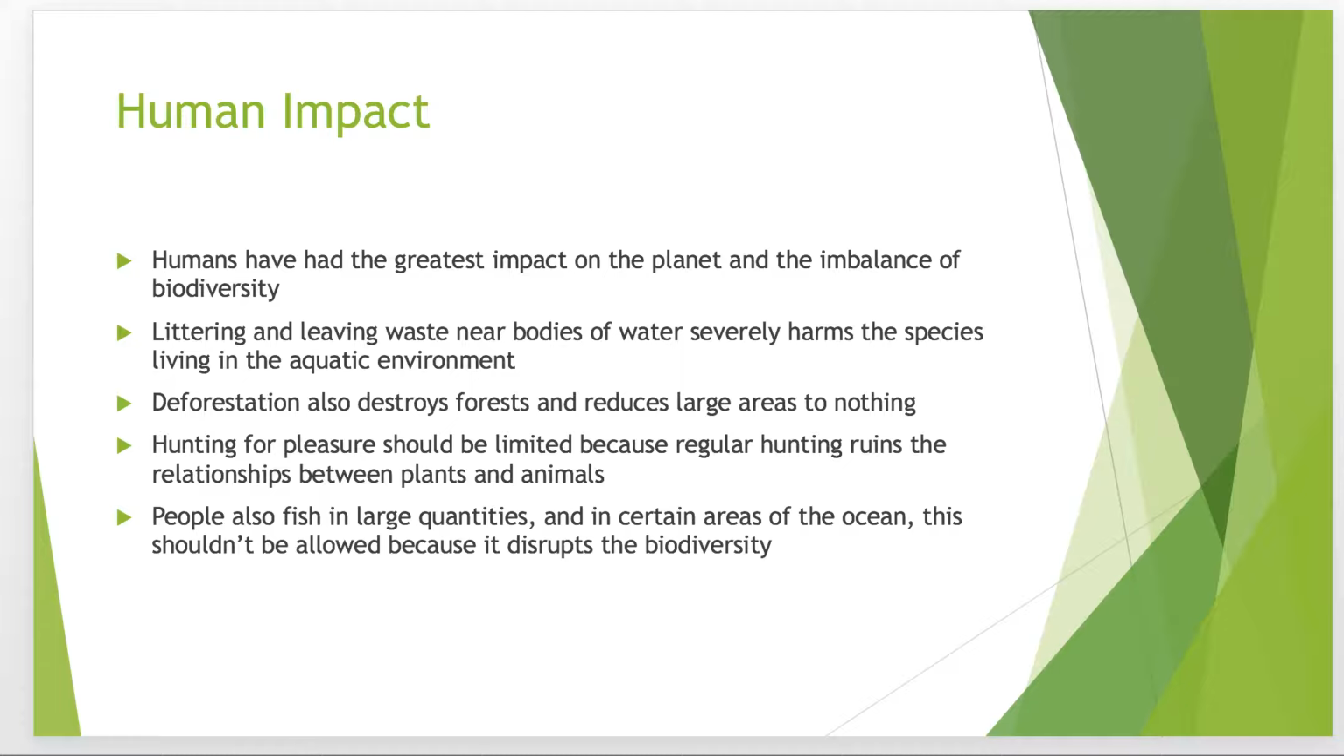Littering and leaving waste near bodies of water severely harms the species living in the aquatic environment. When we leave behind waste such as plastic and things like that, this often finds its way into the oceans and can take the lives of many animals. It also pollutes their habitats and drives them away from their homes. In the forest ecosystem, deforestation also destroys forests and reduces large areas to nothing.